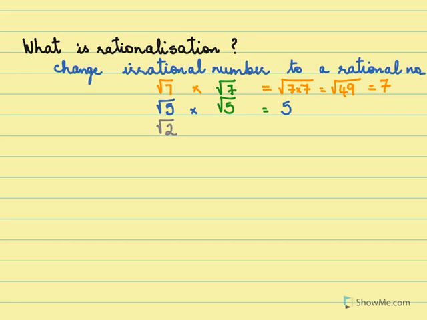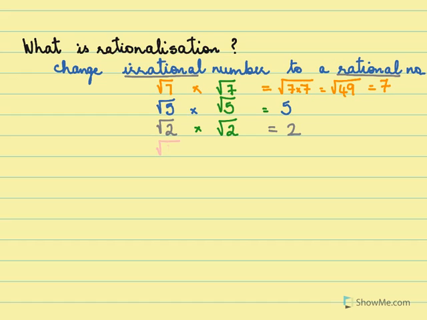Under root 2, what is the rationalizing factor of under root 2? Now, under root 2 is irrational, but when I multiply it by another under root 2, my answer turns out to be 2, which is now rational. So, rationalization is to change an irrational number to a rational number.